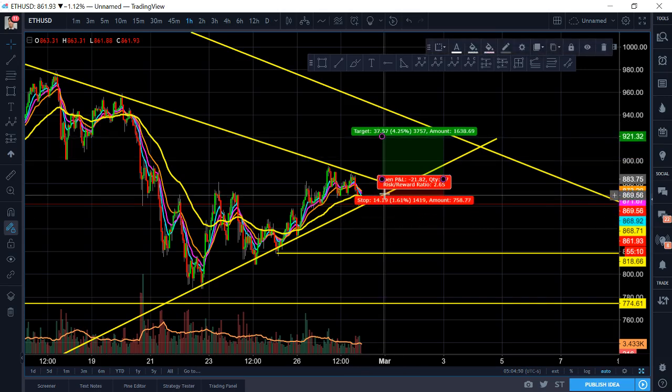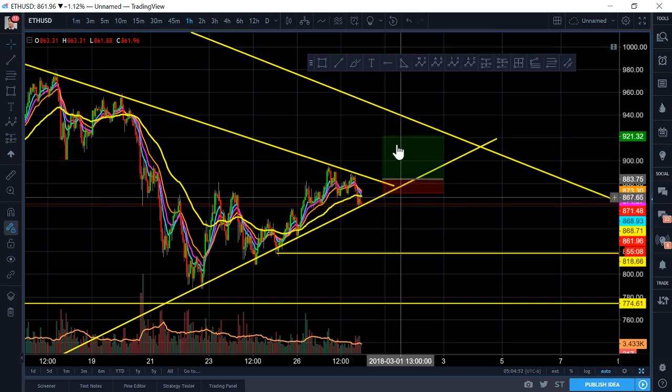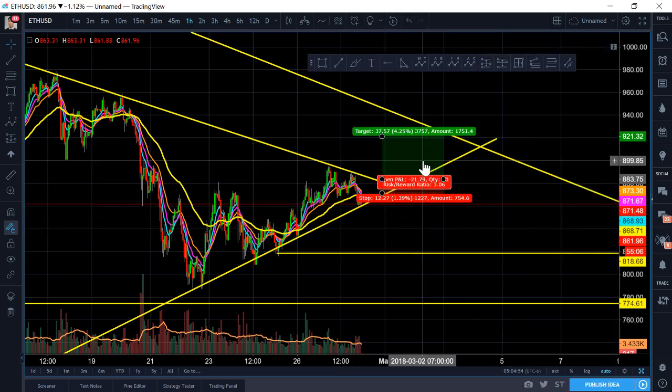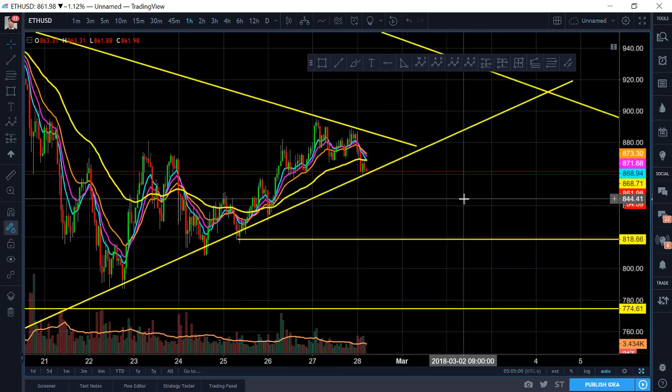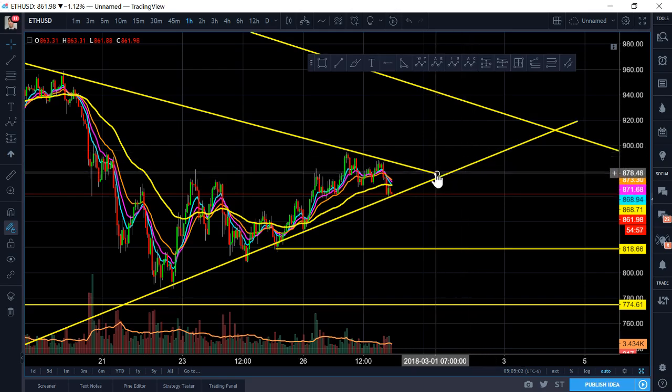You would put your stop loss slightly below the trend line resistance there. This one you got a chance to gain 4 or 5% as well. So this is the play that I want to talk about that's upcoming, guys. It's coming very soon.